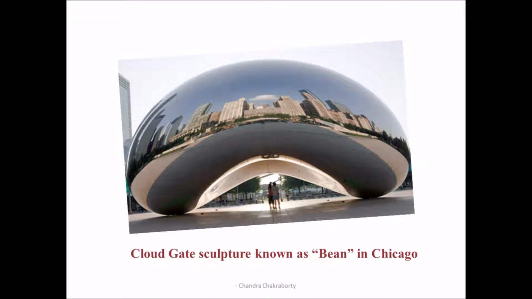Here you can see a great sculpture. It is a cloud gate sculpture known as Bean and it is situated in Chicago. It is an example of a polished metallic surface that reflects the image of the city. So it's a beautiful sculpture, isn't it?